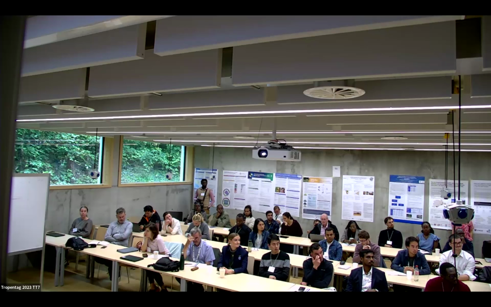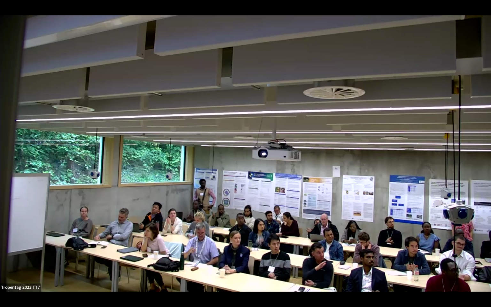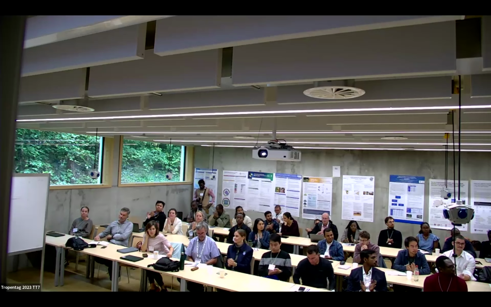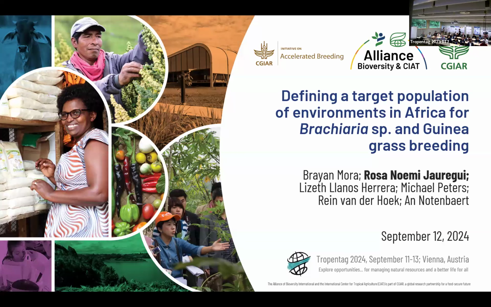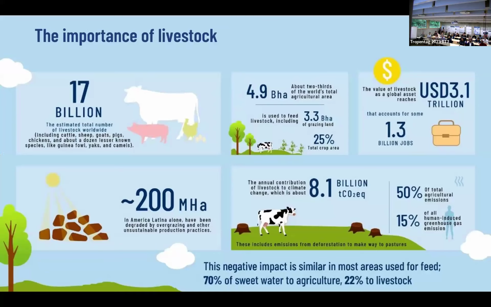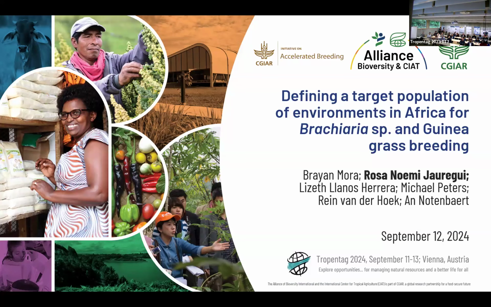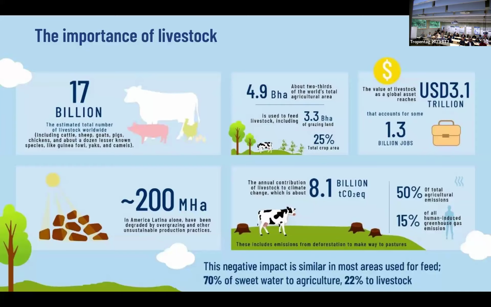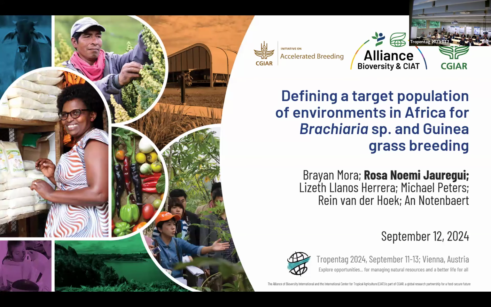Thank you very much. Now we come to the presentation on defining a target population of environments in Africa for Brachiaria spp. and Guinea grass breeding. It's presented by Rosa Noemi Jauregui.